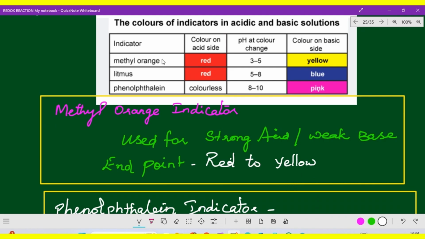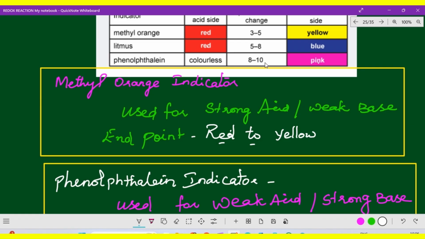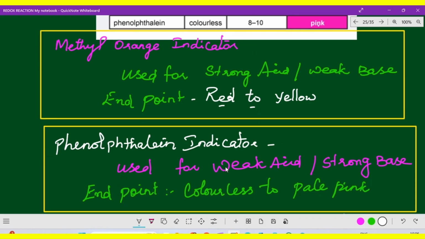Please note down: methyl orange is used for strong acid and weak base, with the end point red to yellow, and phenolphthalein is used for weak acid and strong base. Why weak acid? Because 1 to 7 is the acidic side and 7 to 14 is the basic side, so 8 to 10 is the weak acid side only. That is why we use the phenolphthalein indicator for weak acid.